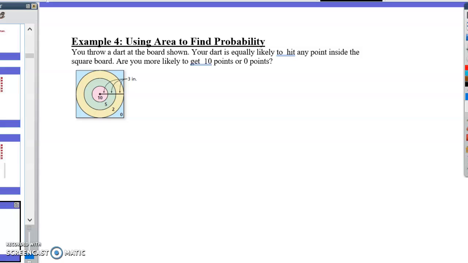So now if I am throwing a dart at a dartboard, where am I most likely to hit a point inside of the square? All right, so where am I most likely to get 10 points or 5 points or 2 points or 0 points, right? So that's asking me, where am I most likely to hit any point inside of the square?